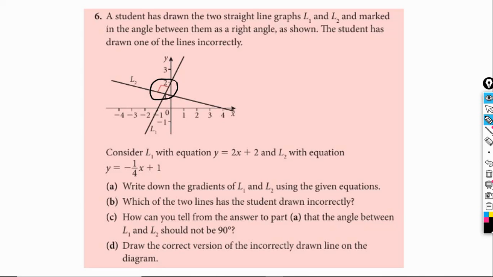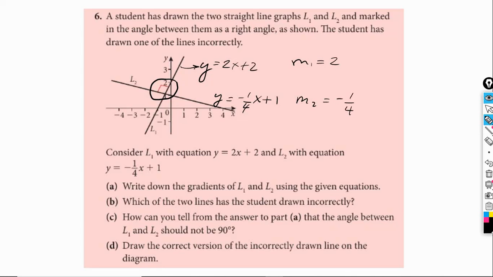So it says consider line L1 with equation. So this is L1. I can tell because of the positive slope. y equals 2x plus 2. And line L2 with equation y equals negative 1/4 x plus 1. Write down the gradients of L1 and L2. So that's A, using the given equations. Okay, so here the gradient of L1 is obviously 2, and the gradient of L2 is obviously negative 1/4.